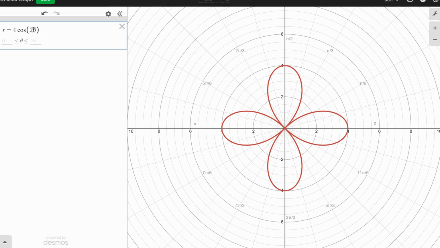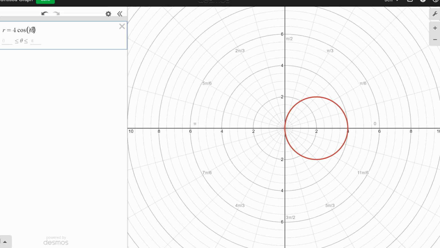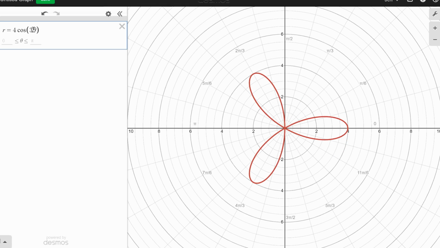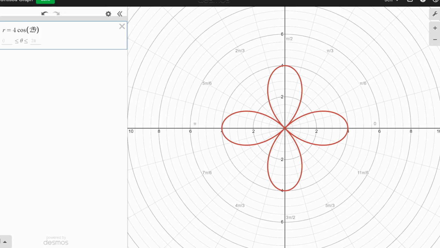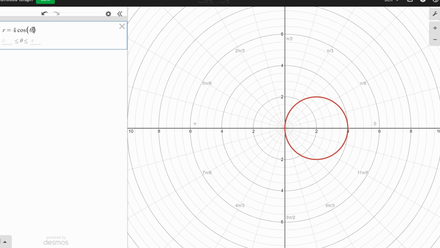Let's say I change this 2 to, well, if it's 1, then it's just a circle like we looked at before. What if I change it to a 3? So if I change it to a 3, it's got 3 petals. If it's a 2, it's got 4 petals. All right, what about if it's a 4? What do you think is going to happen? I'll put in 4 there.